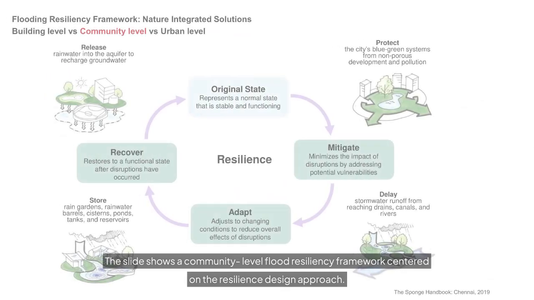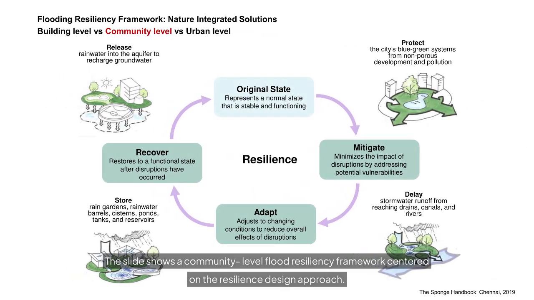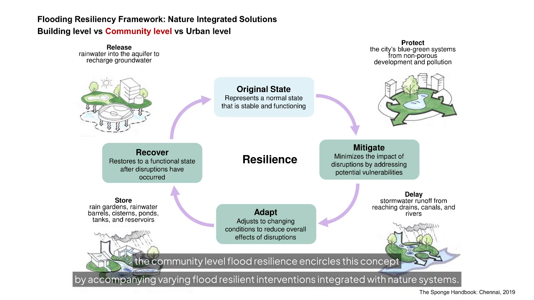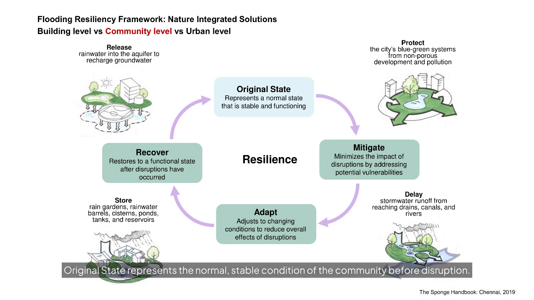The slide shows a community-level flood resiliency framework centered on the resilient design approach, using four resilient design stages: original state, mitigate, adapt, and recover. As we reviewed in the intro video, community-level flood resilience encircles this concept by accompanying varying flood-resilient interventions integrated with nature systems. Original state represents the normal, stable condition of the community before disruption.